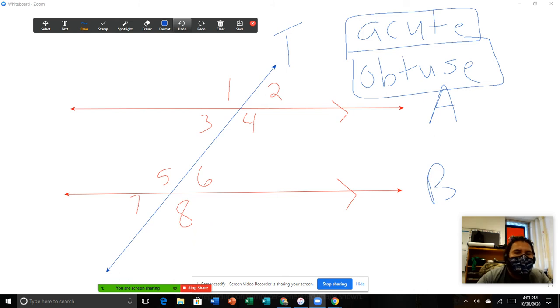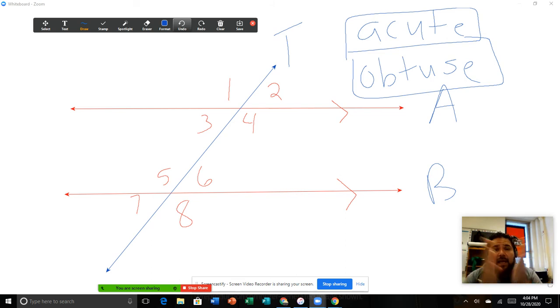Now look at this. Angles 6 and 3, those are both acute. They're congruent. Why are they congruent? Because they're alternate interior angles. So this is what you want to focus on. Anytime the lines are parallel, you have acute and obtuse angles. And the acute angles are always congruent to acute angles, and obtuse angles are always congruent to obtuse angles.